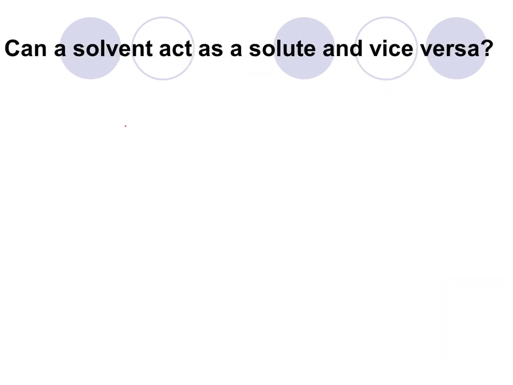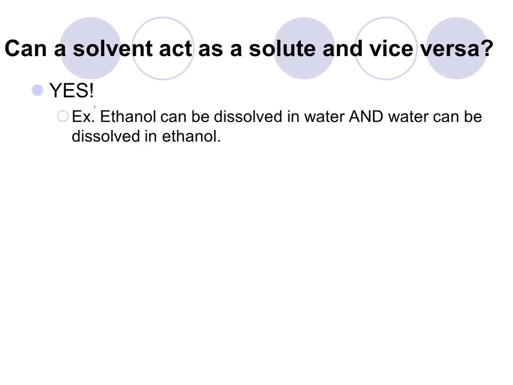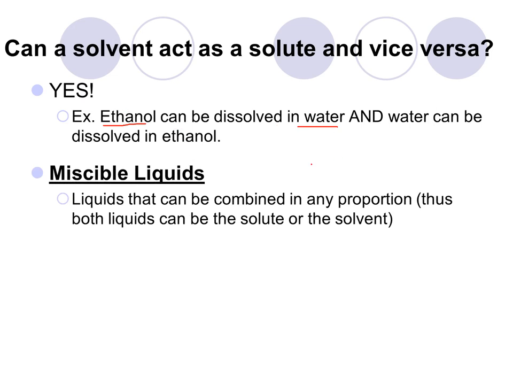Can a solvent act as a solute and vice versa? Yes, you can switch between the two. So for example, ethanol and water, you can combine them in any proportion. You could have 1% ethanol, 99% water, or you could have 99% ethanol and 1% water. You can vary the proportions. They are a solution. So these would classify as miscible liquids, liquids that can be combined in any proportion. Thus, both liquids can be the solute or the solvent, depending on how much you have of one or the other.